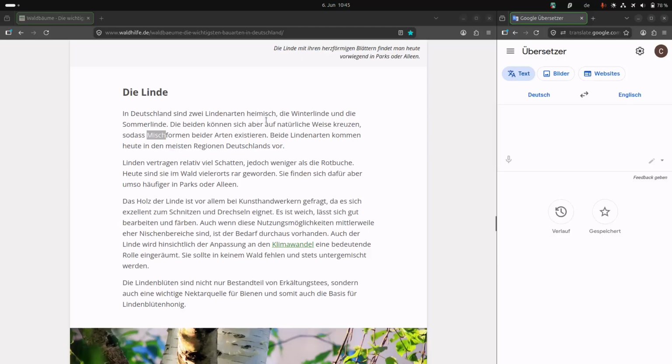Formen, we also have that here, herzförmig, so it also derives from the word form, so mixed forms you could say, or mixed species rather. Formen, also this plural. Beider, of both. I think this is kind of special in German, beider Arten.